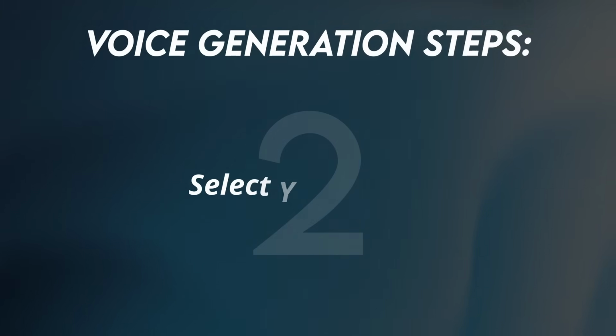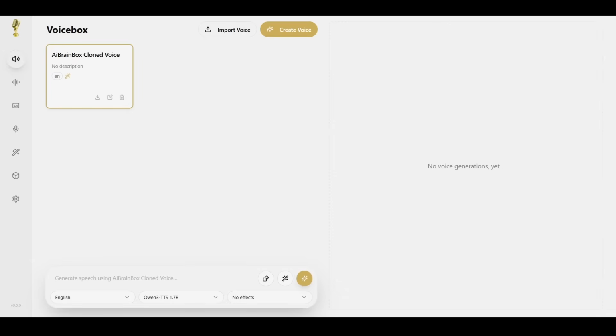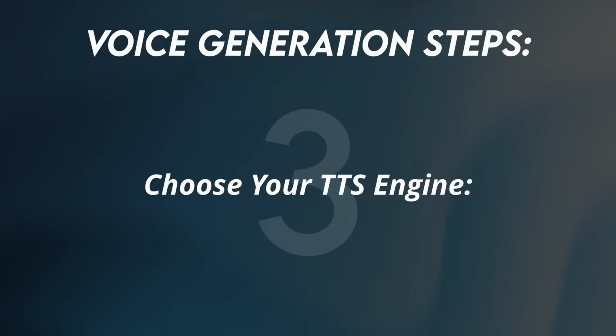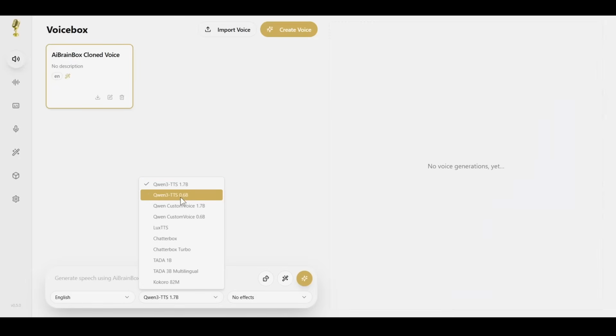Step 2. Select your voice. Here just select the voice profile, so we only have one voice profile and it's already selected. Step 3. Choose your TTS engine. Under this text box, you'll see an engine selector. This is where you pick which AI model generates the speech.